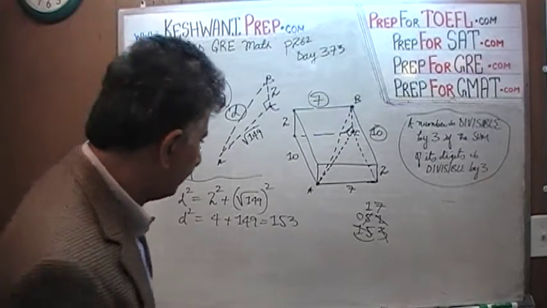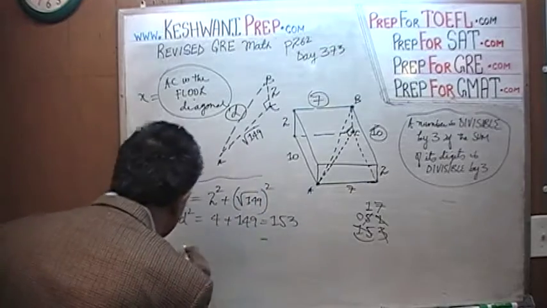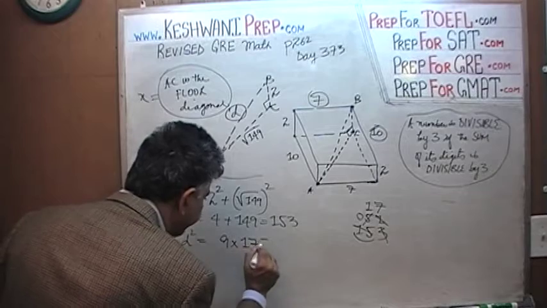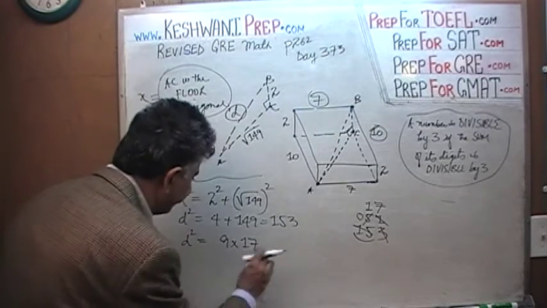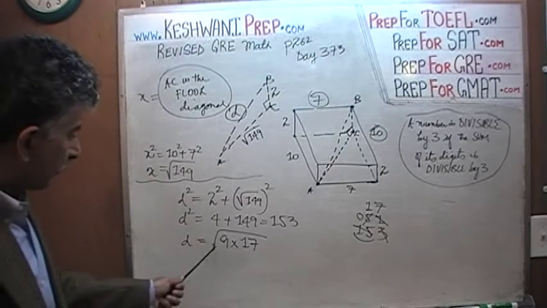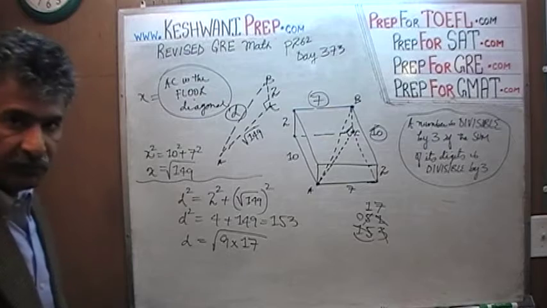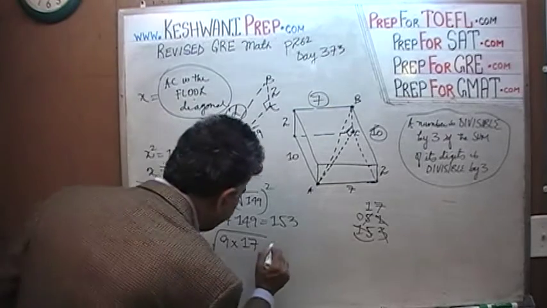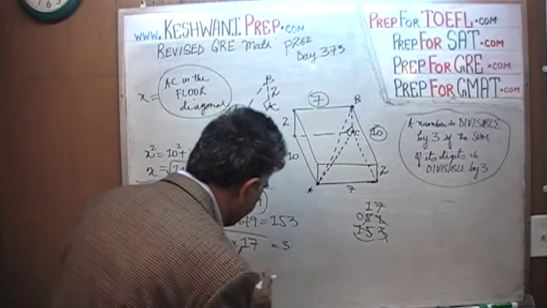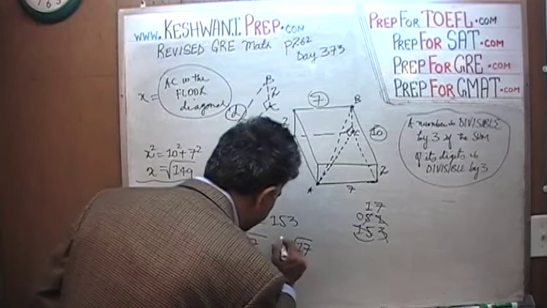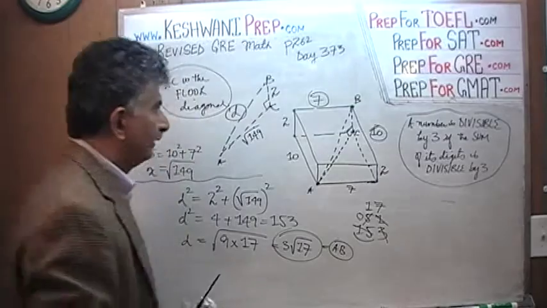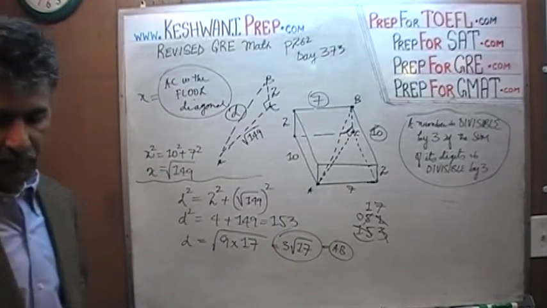In other words, 153 is the same as 9 times 17. Therefore, D is square root of 9 times 17. 9 happens to be a perfect square, which was the whole point. It comes out with 3 times square root of 17. 3 times the square root of 17 is the length of the diagonal AB. It is the length of this diagonal AB that we were looking for in the picture. And that's it.